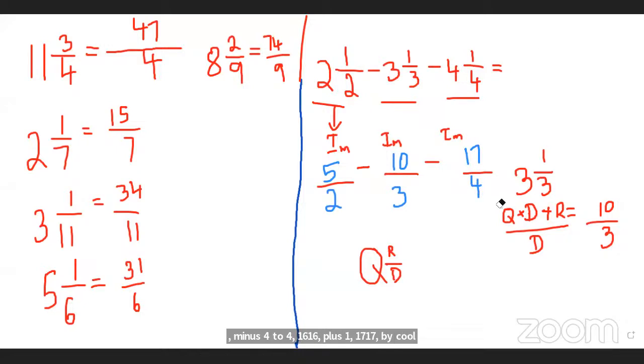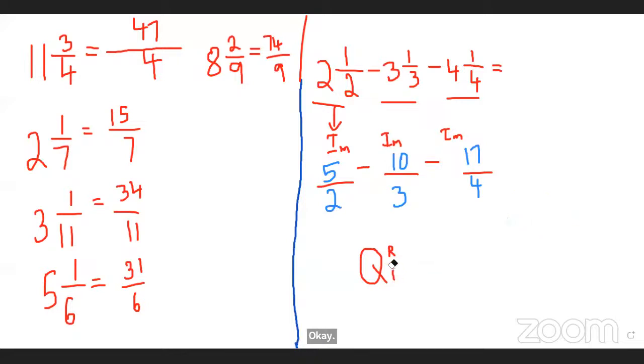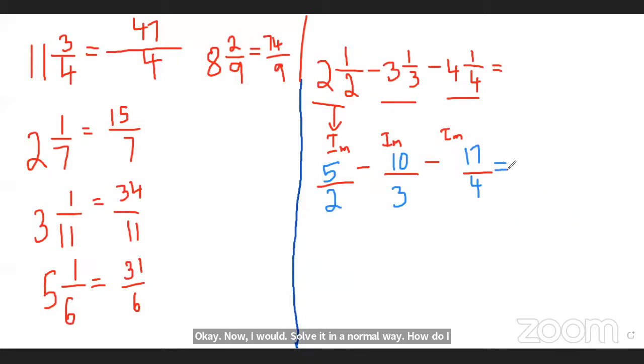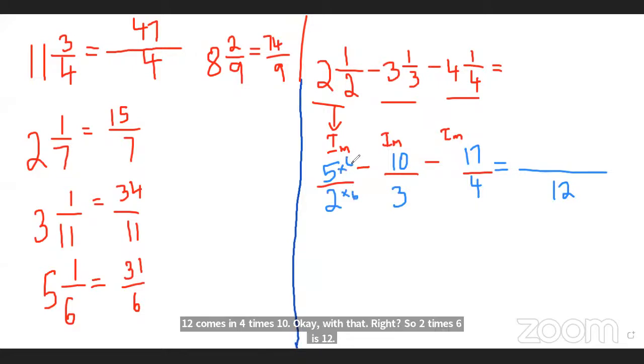Okay. Now I would solve it in a normal way. How do I solve the improper fractions or proper fractions? So I'll take the LCM. That is 12. So 12 comes in the 2 times table, 12 comes in the 3 times table, 12 comes in the 4 times table. Clear with that, right? So 2 times 6 is 12. The same thing has to be multiplied over here.